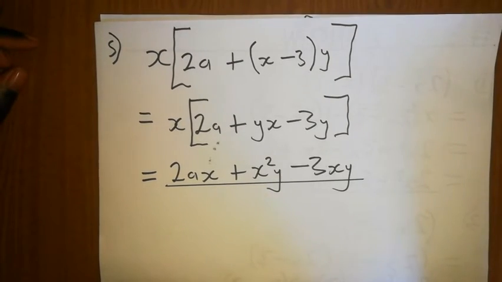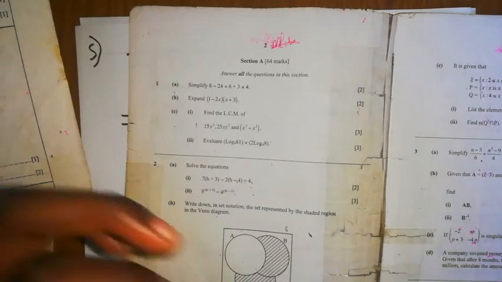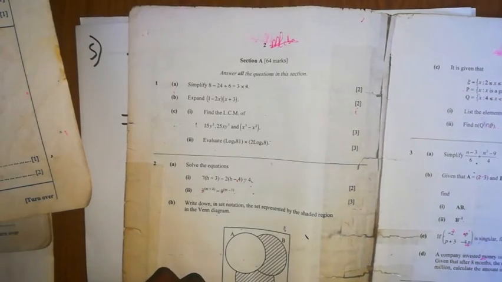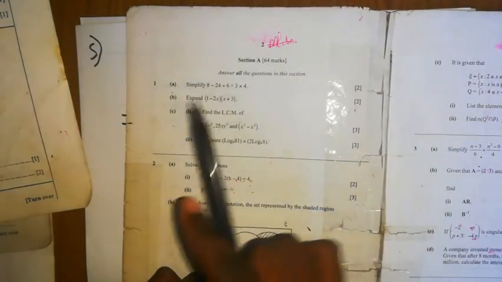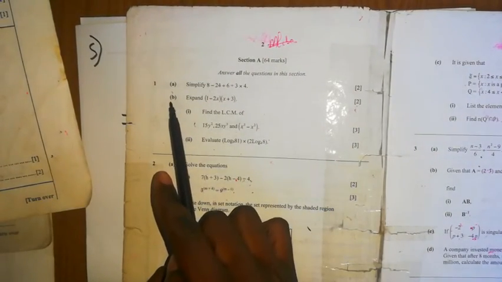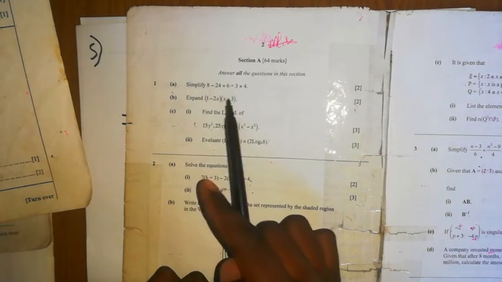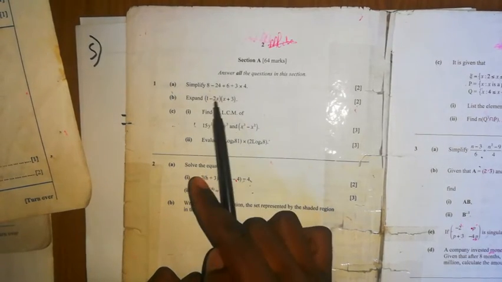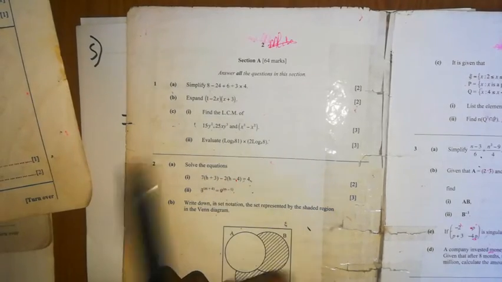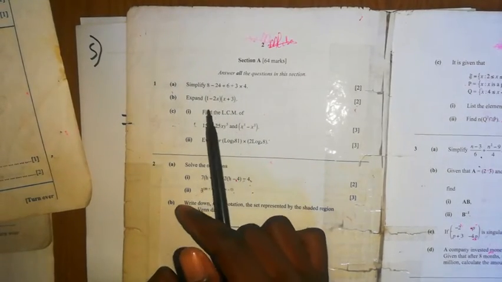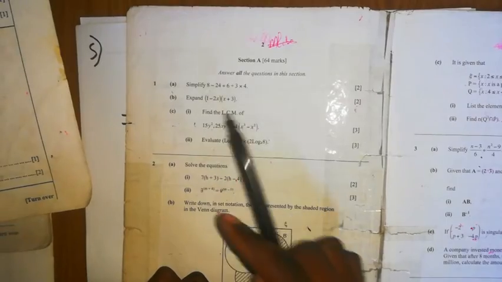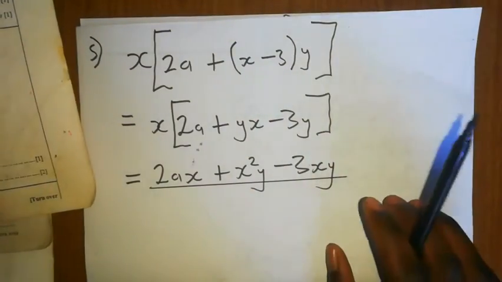I'm going to be using question papers that are set by ZIMSEC. Okay, I now have my question paper here. It's November 2009. So as you can see, there is our question, guys. It reads expand 1 minus 2x and x plus 3. Now we want to do that expansion. So that is the form of a bracket which I was telling you about. So let's try to work it out and see what comes out.